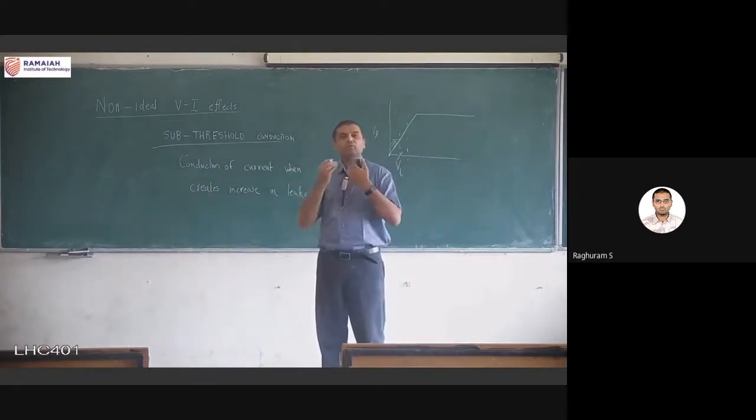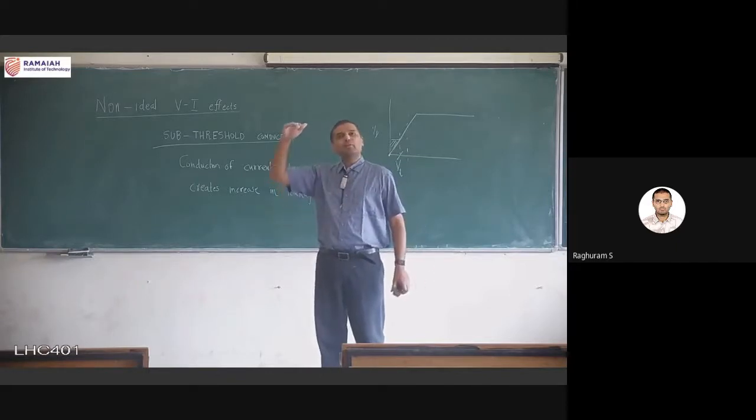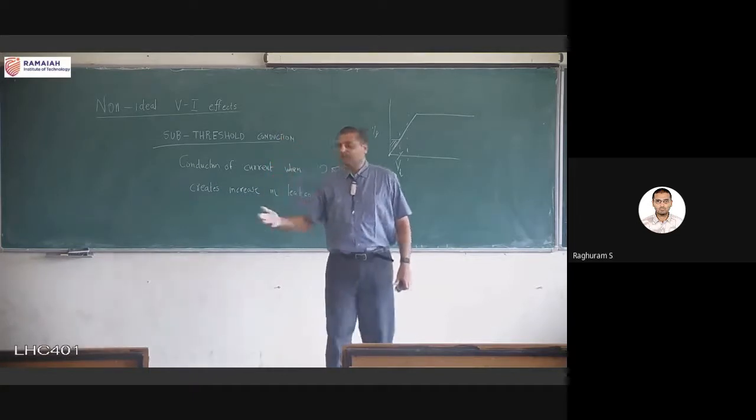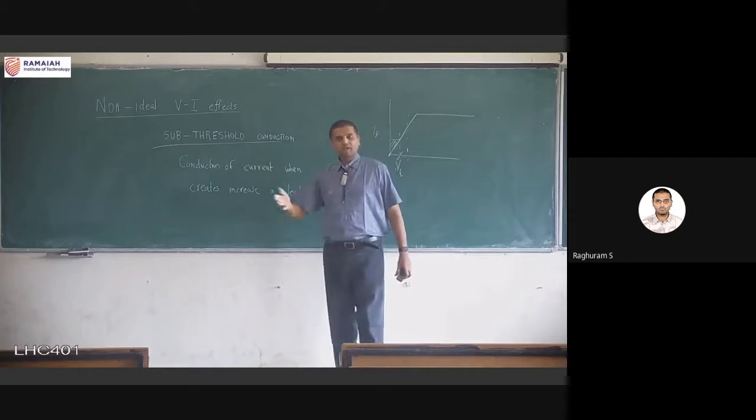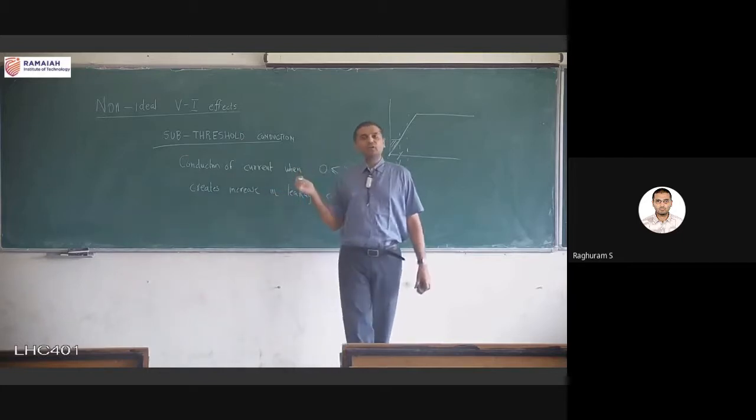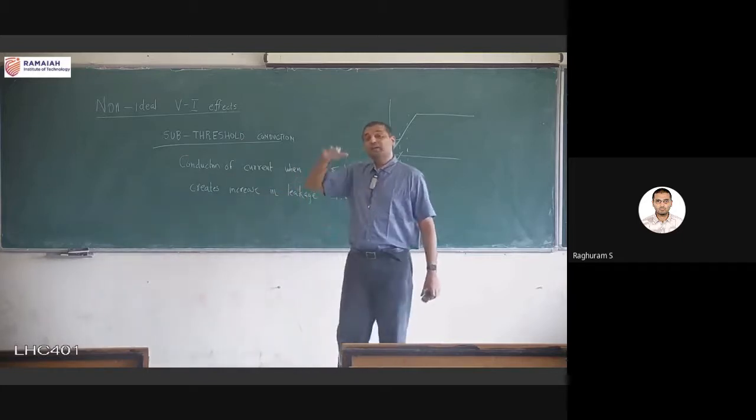There is no VDD equal to 2 volt, 3.3 volt, nothing. VDD equal to 0.2 volts, and all the operation happens between 0 and VDD. So how does it work? Because current is still flowing, right? The only effect of sub-threshold operation is the speed is much lower.